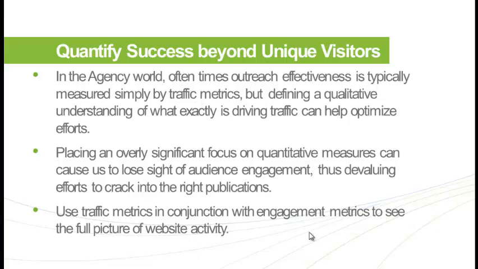So what I would suggest is using traffic metrics in conjunction with engagement metrics in the site summary page of Compete Pro to see the full picture of website activity. If you've gotten a hit in a certain publication and you want to see how effective that was, I would definitely look at two metrics side by side. Whether it be unique visitors in comparison to average stay or attention, you really need a full picture of what's going on, and the same for your competitors.